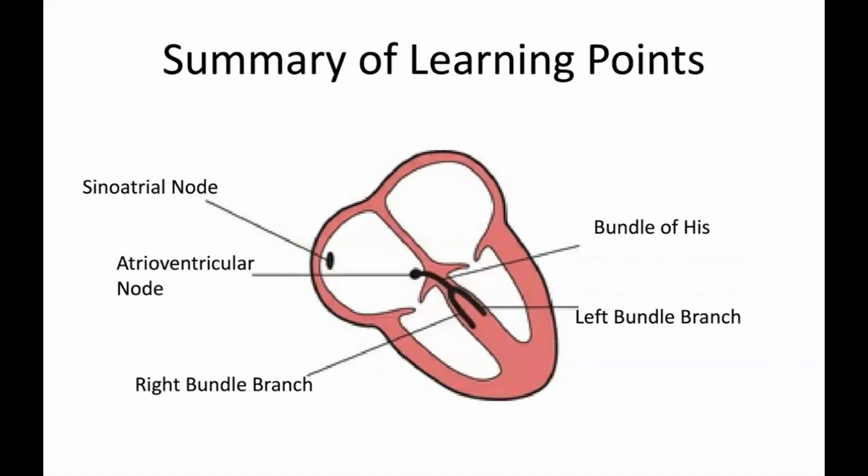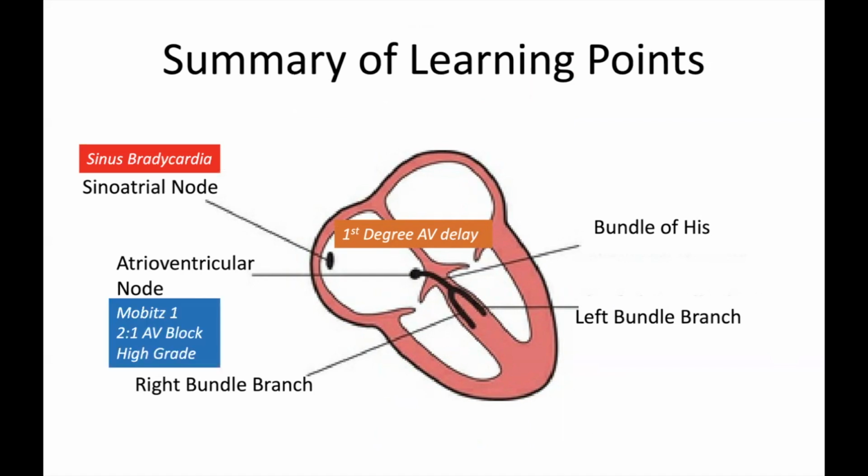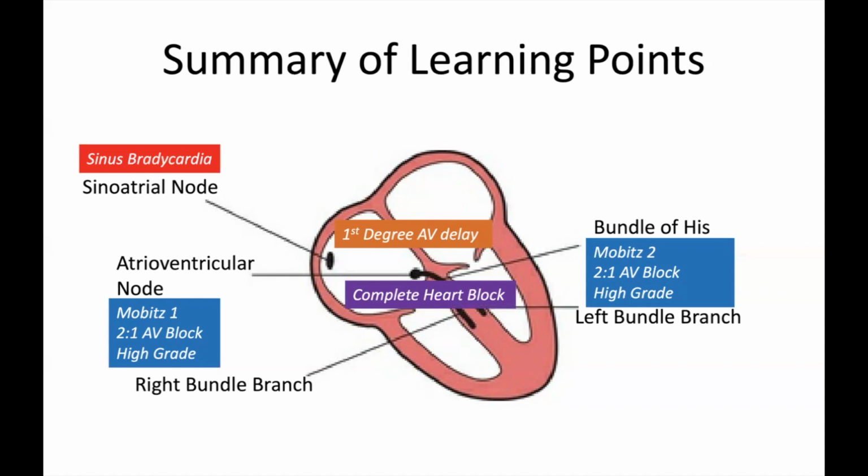Okay, so I wanted to summarize the learning points here. Sinus bradycardia, we talked about that being a sinus node issue, a decreased sinus node activity. We talked about our first degree AV delay, with a delay in the conduction from our sinus node to our ventricles. We also talked about second degree heart block. So we talked about Mobitz 1, 2-to-1 AV block, high grade. These are more AV node issues that can occur with AV node fatigability. And then we also talked about other types of second degree heart block, including Mobitz 2, 2-to-1, and high grade, again where it's more of a bundle of His or His-Purkinje structural conduction issue. And then we also talked about complete heart block, in which your supraventricular beats are not being conducted to your ventricles, and it's completely asynchronous, essentially.